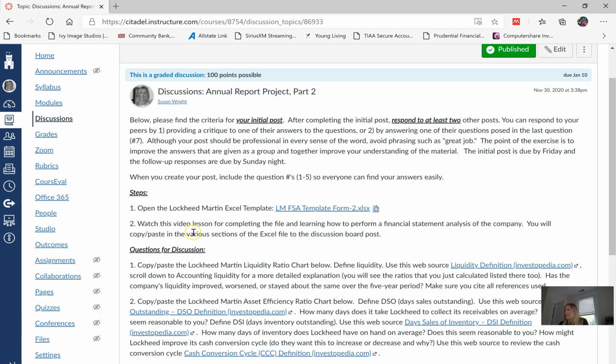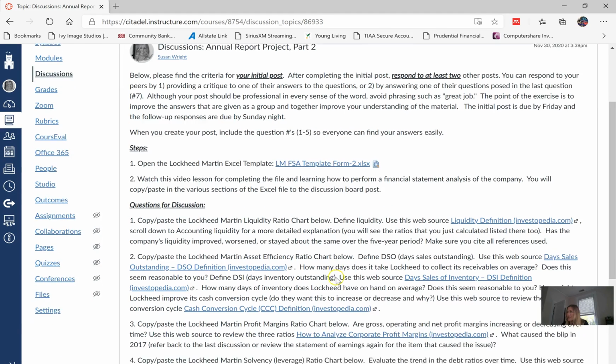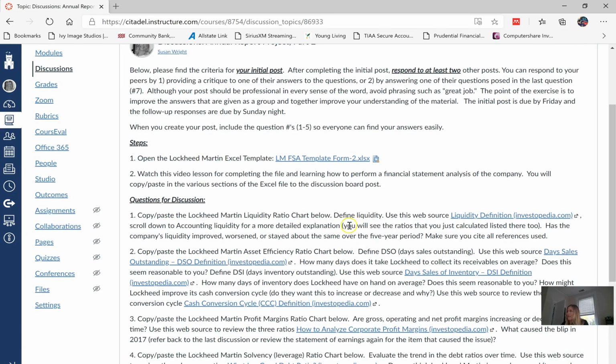Alright, so then once you complete this template, there are sections of it that you're going to post into the discussion board and then make some comments on. So that's why you need to complete this Excel template and use the video to get that done. You've got several questions that you're going to tackle and some hyperlinks to external sources that you can look at to help you learn what the various aspects of financial statement analysis relate to.